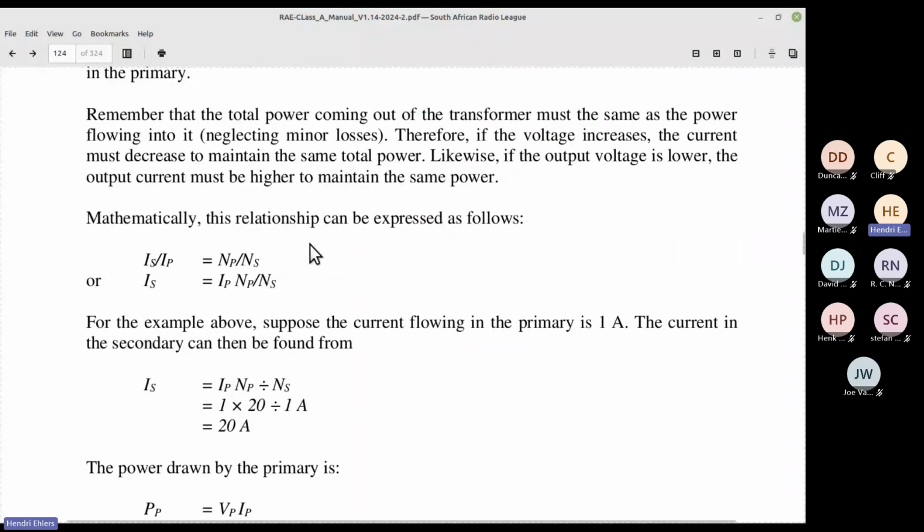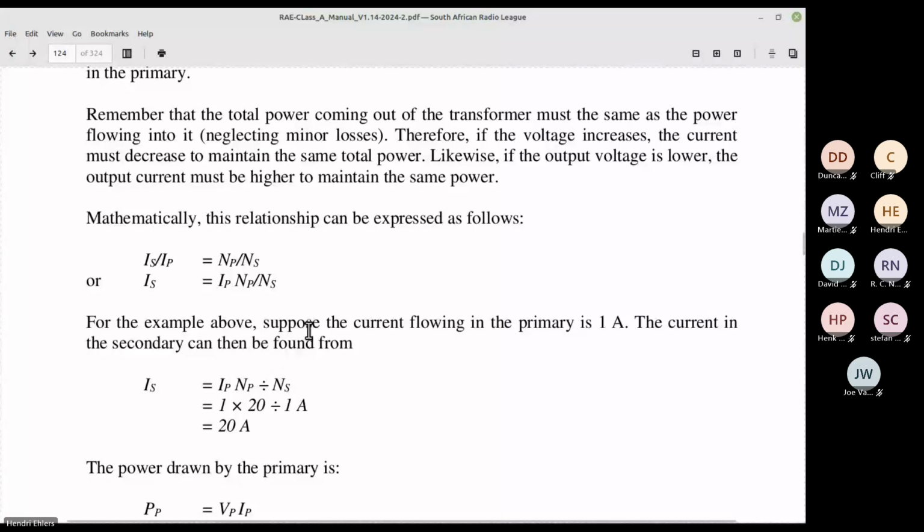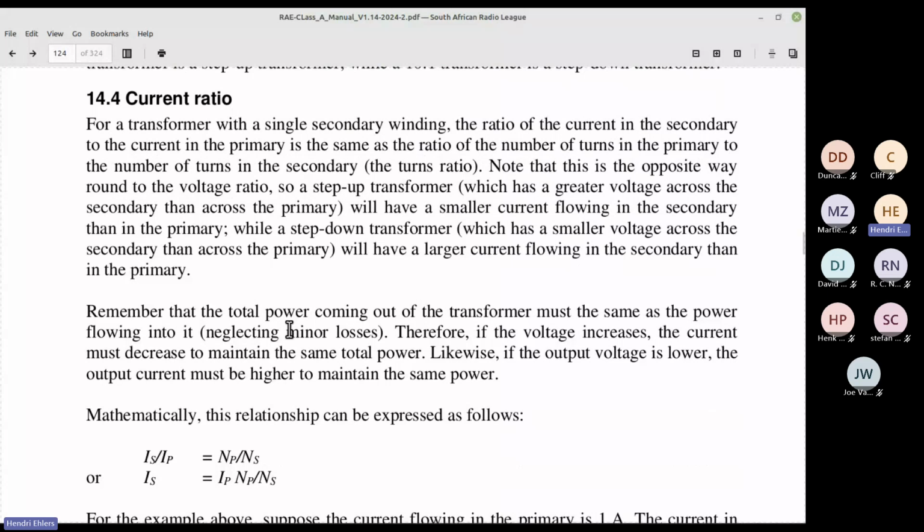And there's another calculation where they explain basically how you get to that. So, for example, suppose the current flowing in the primary is 1 amp. The current in the secondary can be found from this formula here. So it's 1 times 20 divided by 1, which gives you 20 amp. I just want to see here, do they give us any other figures there? They don't give us any other figures there.